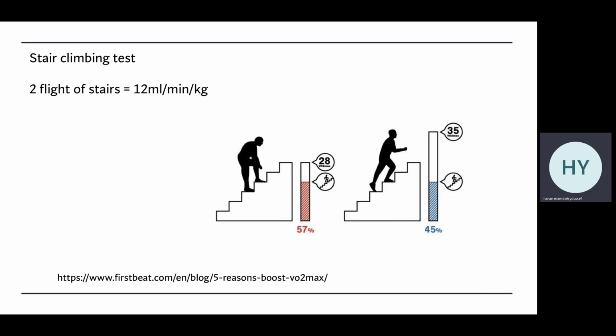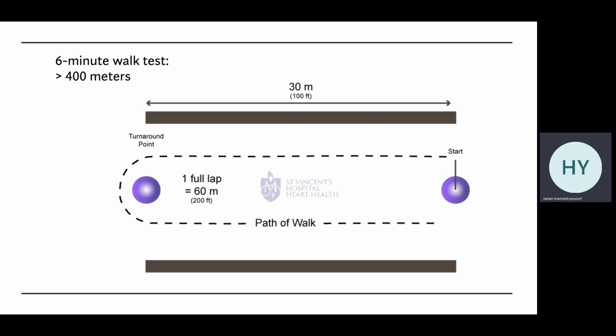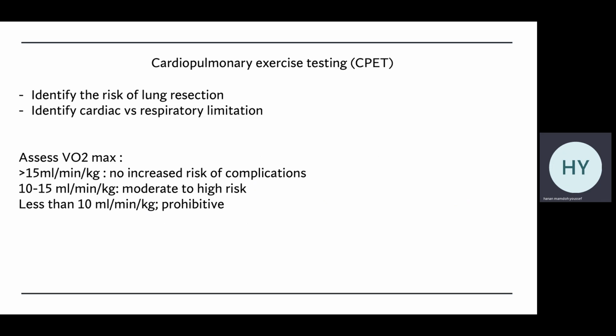The stair climbing test: patients going through pneumonectomy should ideally manage 5 flights of stairs. Going up 2 flights of stairs is equal to 12 milliliters per minute per kg, which is acceptable in the cardiopulmonary exercise test. The other one is the 6-minute walk test, where you ask the patient to go along the path of the walk and then measure the distance achieved in the 6 minutes. Usually patients should be able to achieve more than 400 meters.